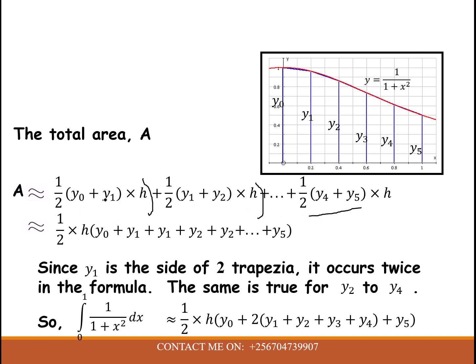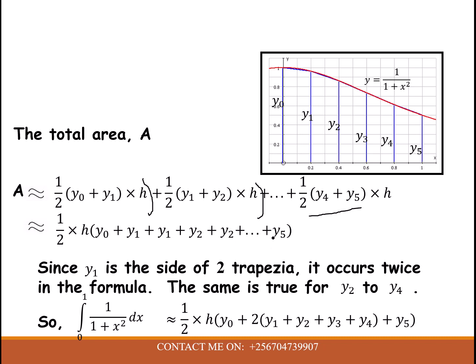When you carefully look at these y values, you realize that y0 appears once here. y1 appears in the formula for area 1 and also in the formula for area 2, so y1 appears twice, and y2 will also appear twice, y3 will appear twice, except for the last y, because it appears only in the formula for the last strip. Since y1 is the side of 2 trapezia, it occurs twice in the formula. The same is true for y2 to y4.